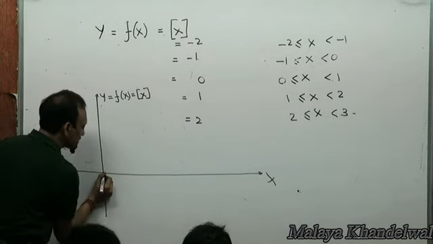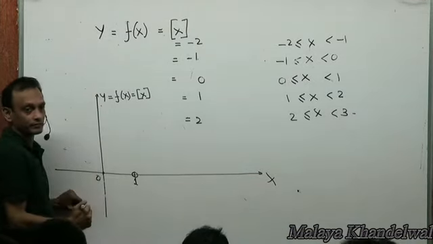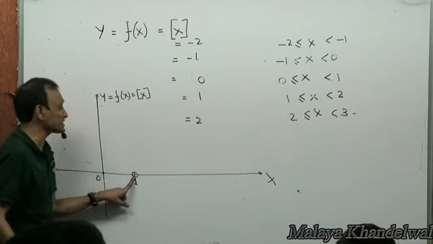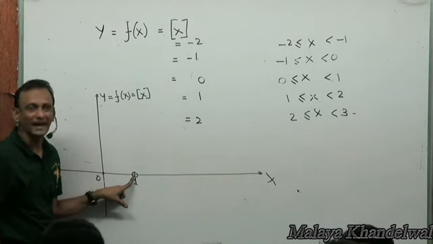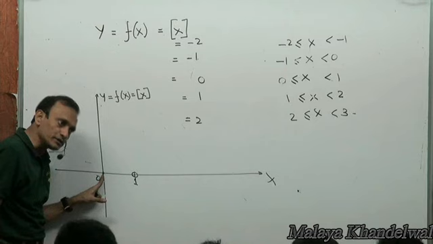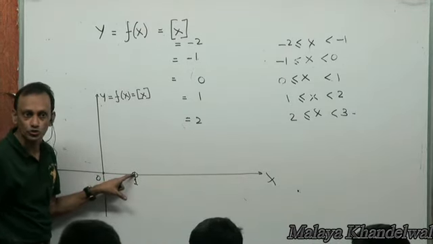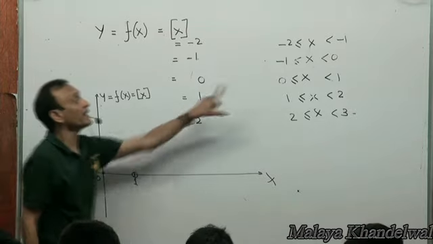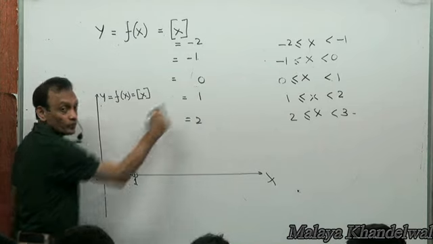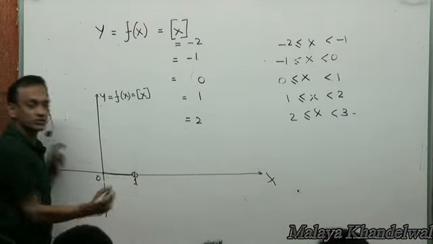Now, when x lies between 0 and 1, which includes 0 but excludes 1. This is including 0, excluding 1. This is a kink. Kink means it does not include this point. This is a solid dot. This point is included. This is a hollow dot. It's a kink. It does not include this point. So which says x greater than or equal to 0, less than 1, f of x is 0. Therefore, between 0 and 1, this is how it goes.